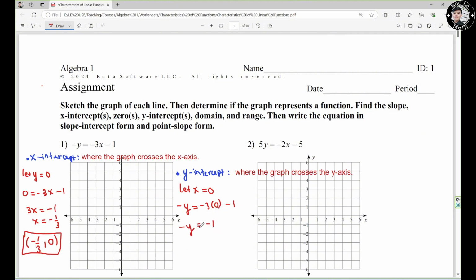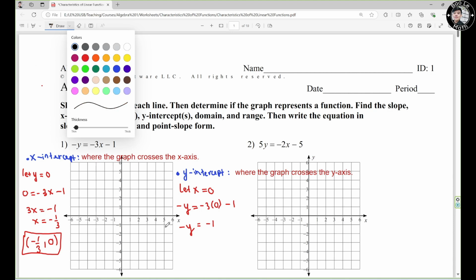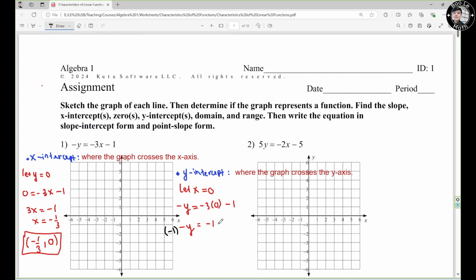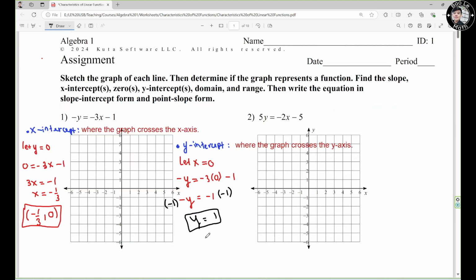Now you need to solve for y, so we need to multiply both sides by negative 1. I'm going to multiply this side by negative 1 and this side by negative 1. So it's going to be y equal to 1. The coordinate point should be x equal to 0, y equal to 1.